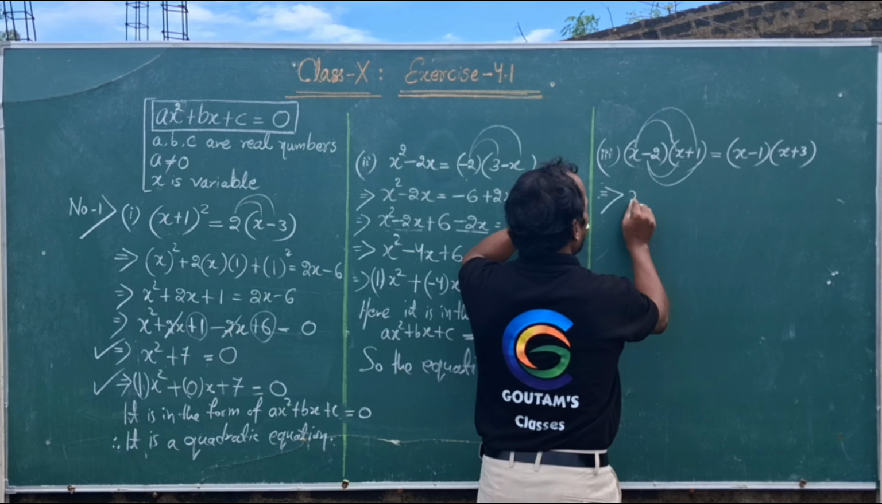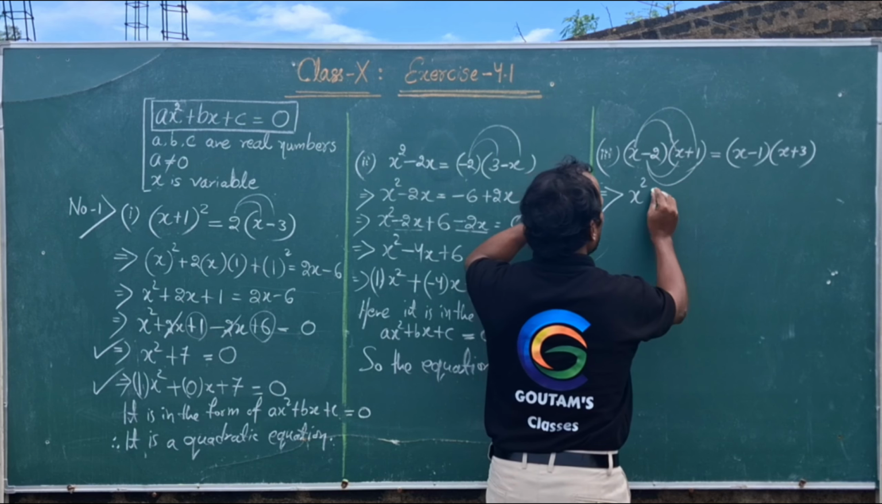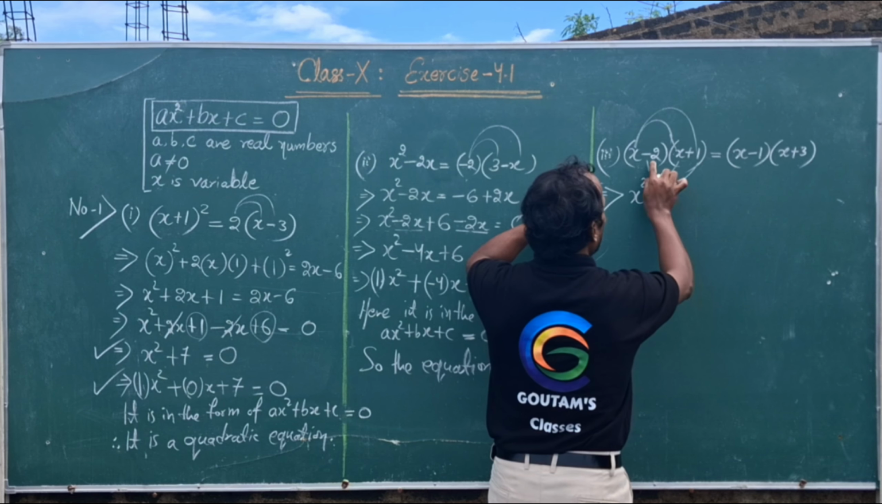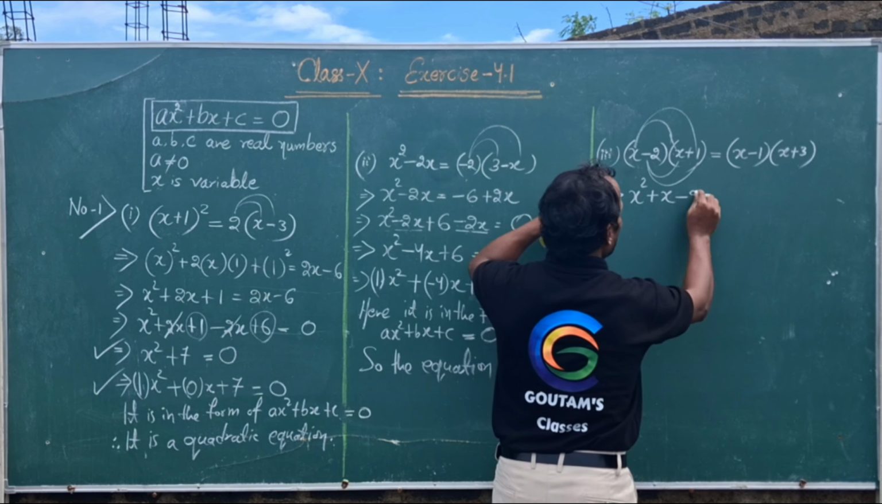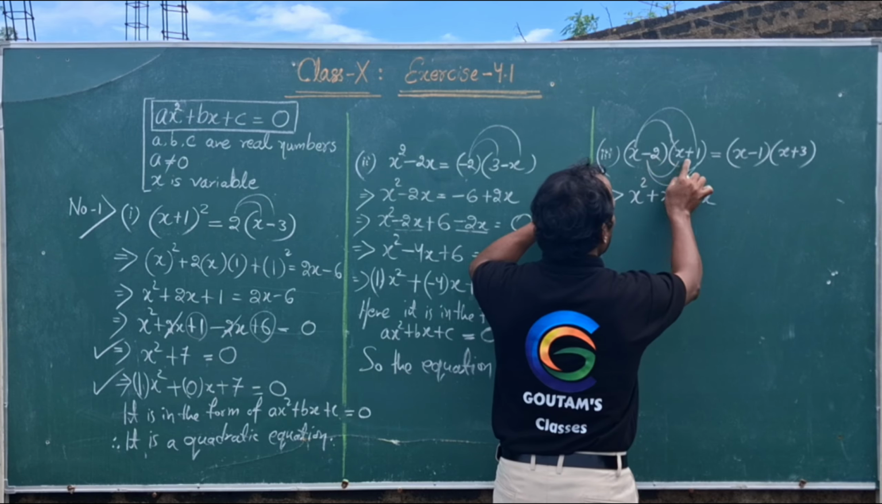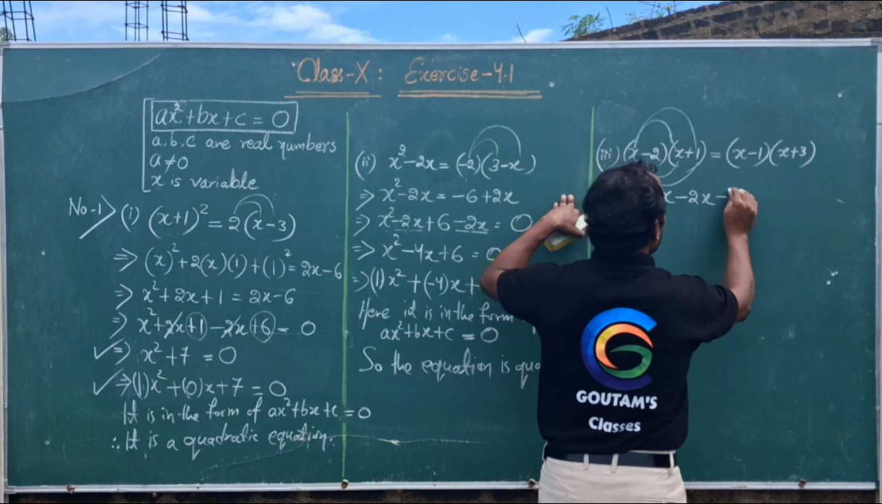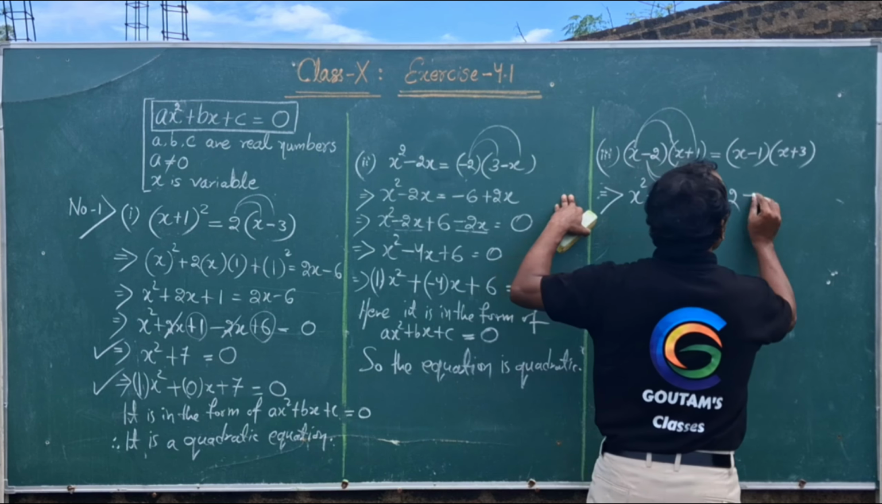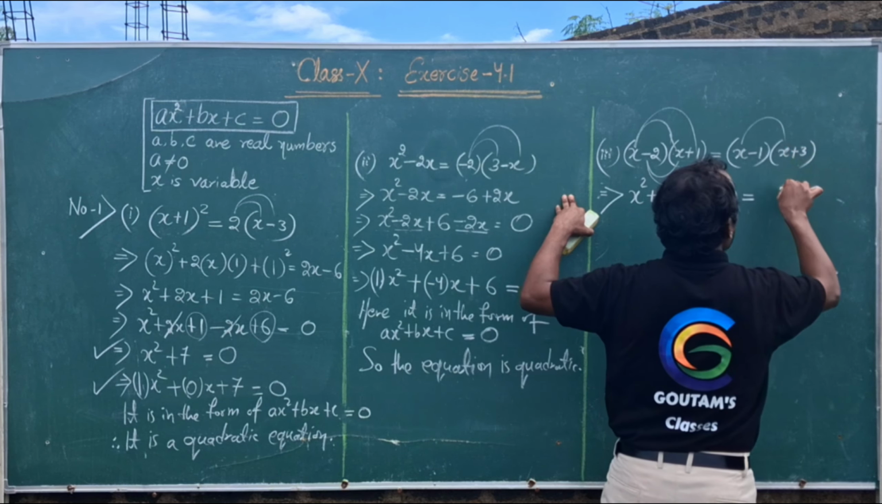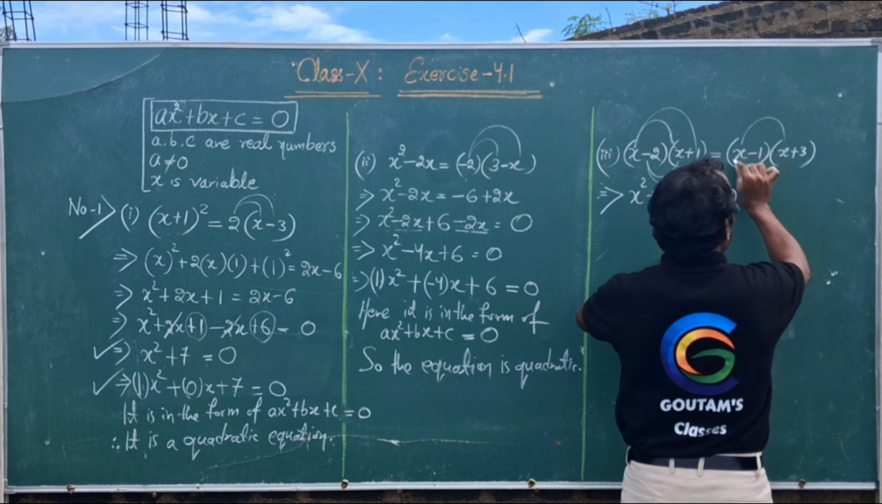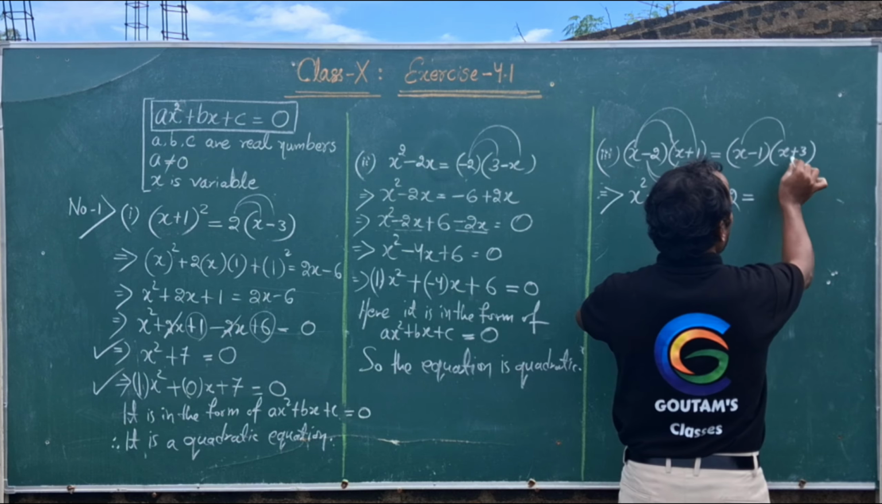X into x gives you x square, x into 1 gives you plus x, minus 2 into x gives you minus 2x, and minus 2 into plus 1, minus into plus, minus 2 into 1 is 2. Similarly on right side, again two expressions are getting multiplied. All the terms of this expression will get multiplied with all the terms of this.